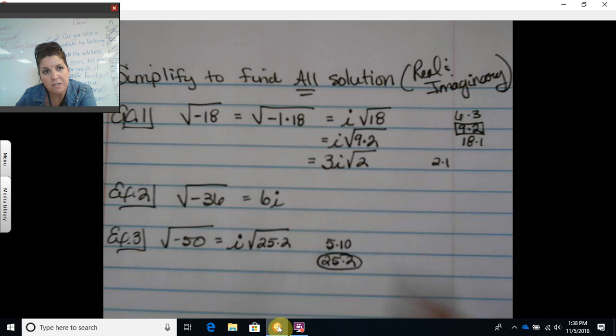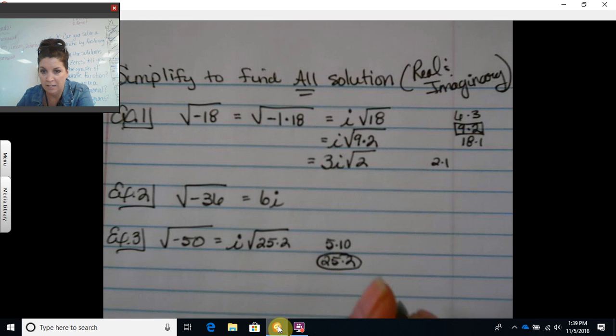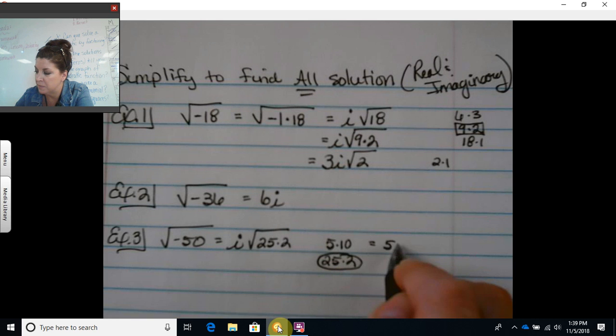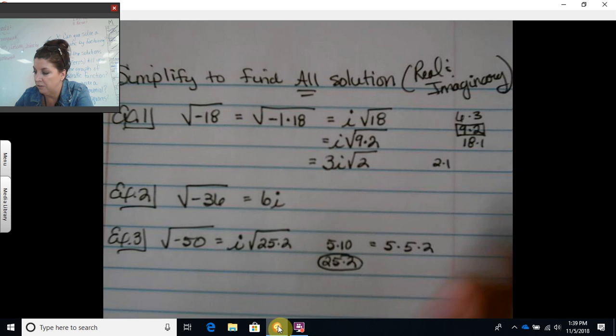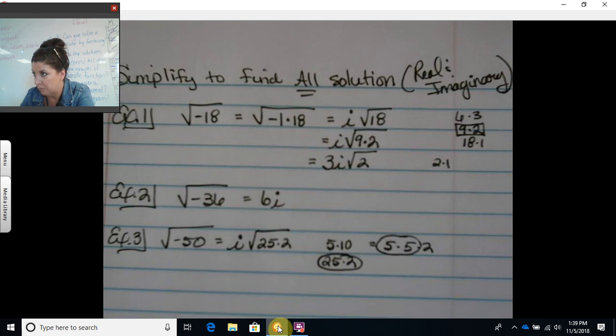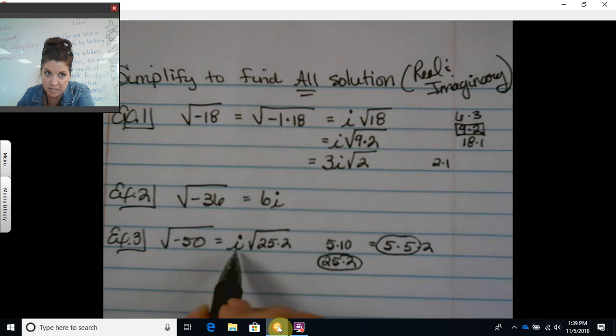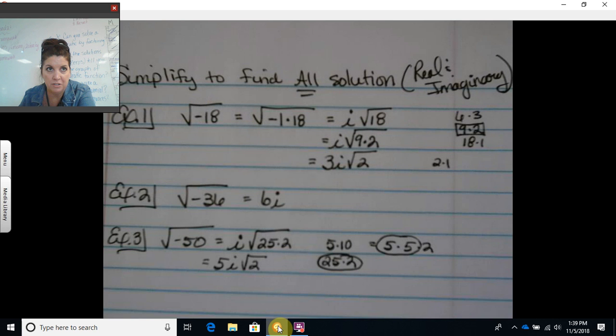A lot of students, if they start with 5 and 10, they're going to say, well, neither of those are perfect squares, so it can't be simplified any further. But that's not true. Okay, it can. Because 10 has factors of 5 and 2, right? So if you break those down further, you're going to see that you have a perfect square in there. But a lot of students don't, so be careful about that. Okay, what's the square root of 25? 5 times the i that's already on the outside is 5i square root 2. Can 2 be simplified any further? Nope, that's it.